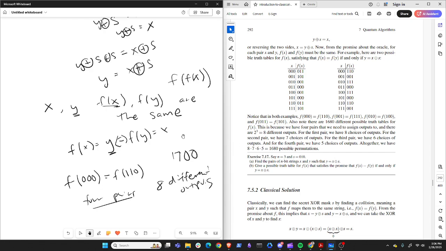So we want to find s, the mask, that causes this to be true. That when we take the XOR with this string, the output that we get can then be XORed with s and retrieve X. We need both of these to be true.